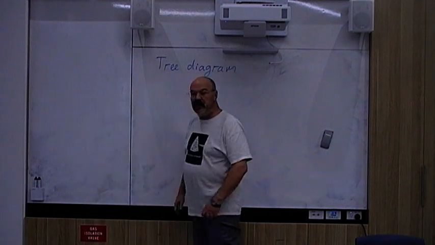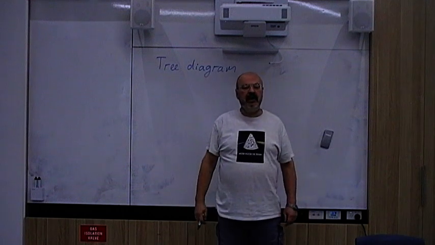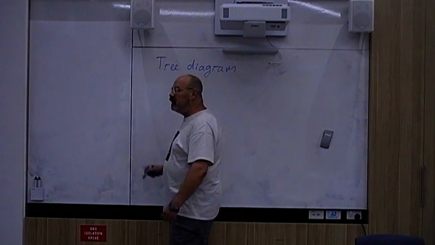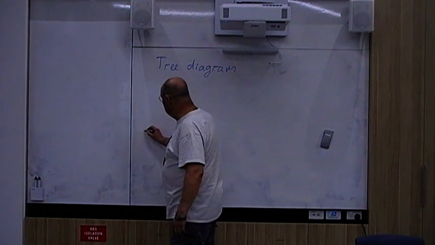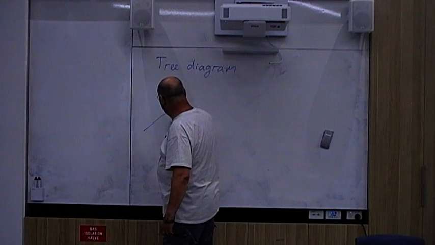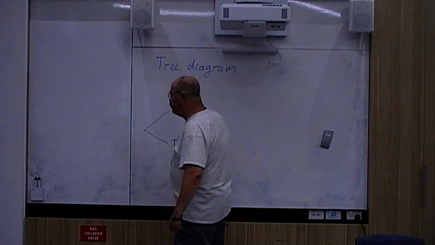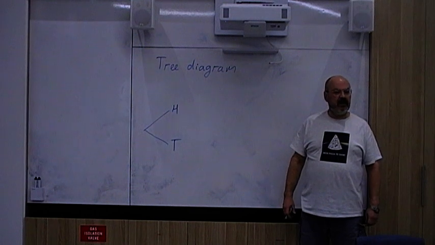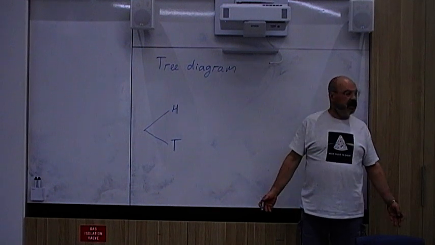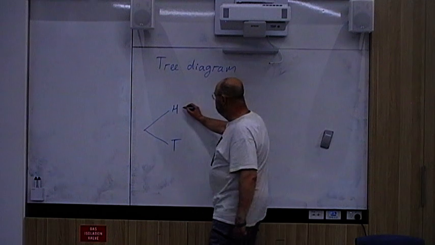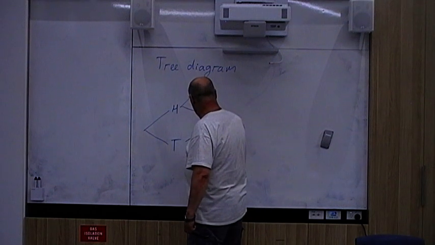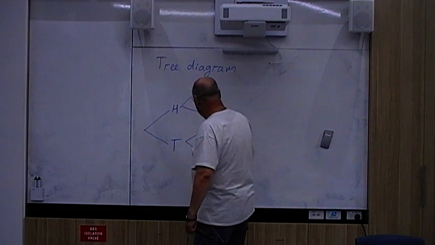So let's consider if we toss 3 coins. What can we get when we toss the first coin? Head or tail. This is the first step. Second step, we toss another coin. We again can get head or tail. We have head, tail, head, tail.